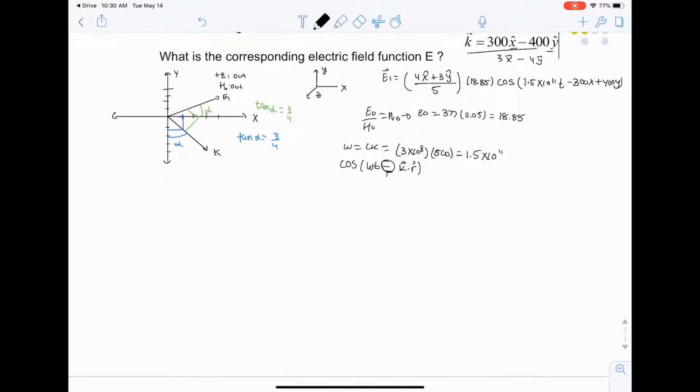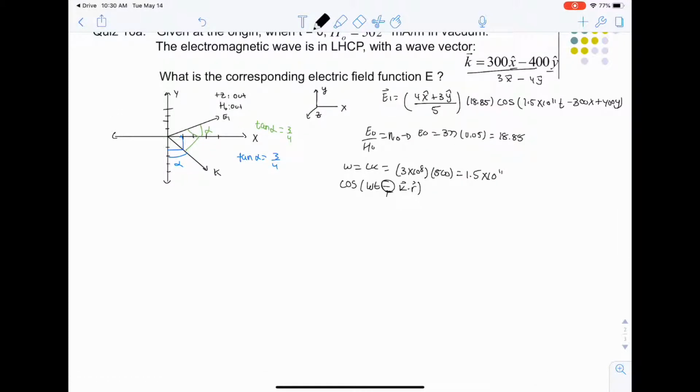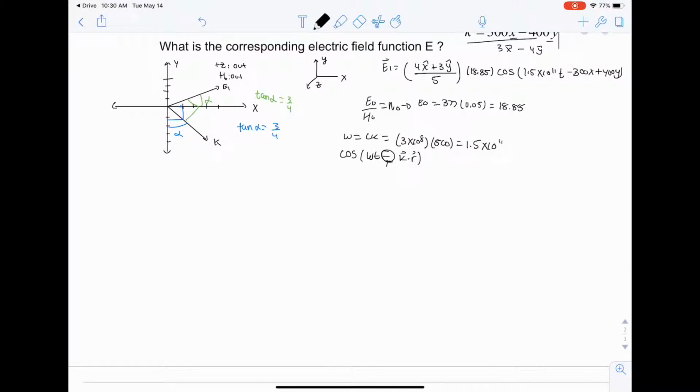And for E2, since it's left-hand circular polarization, we use our left hand. And we know E1 cross E2 equals k. We have E1, so we use our left hand, like I said. Our left fingers are pointing straight out towards E1, and our left thumb is pointing towards k. When we curl our fingers, we'll get E2. Curling our fingers points into the page, so E2 is into the page, which is in the negative z direction.